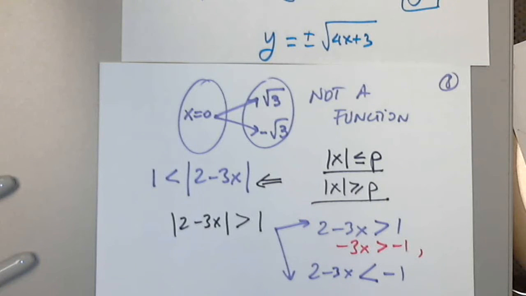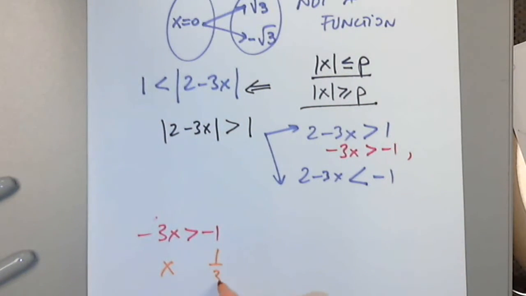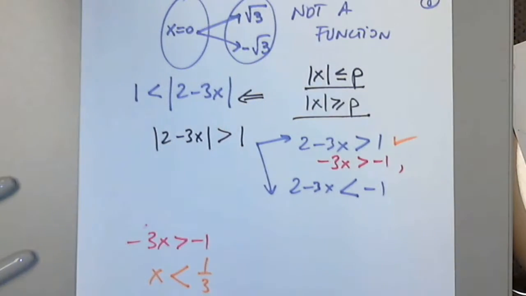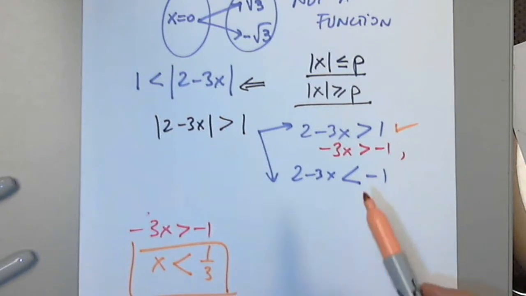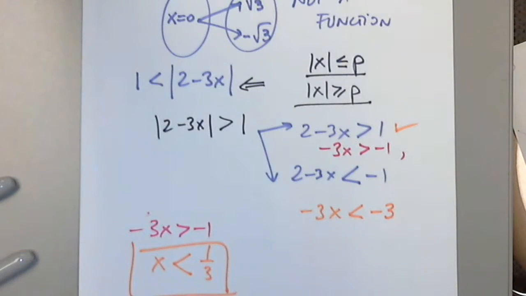And then what do I do to both sides to solve negative 3x greater than -1? I will have to divide both sides by... Good. Right. Thank you. So I solved this one here. But I have to solve this one. Negative 3x, I subtract 2, less than -3.